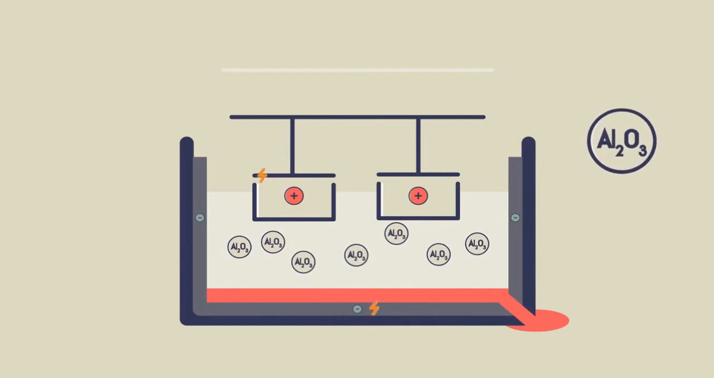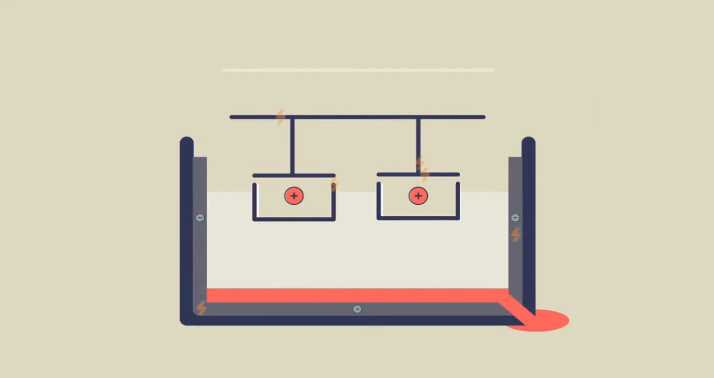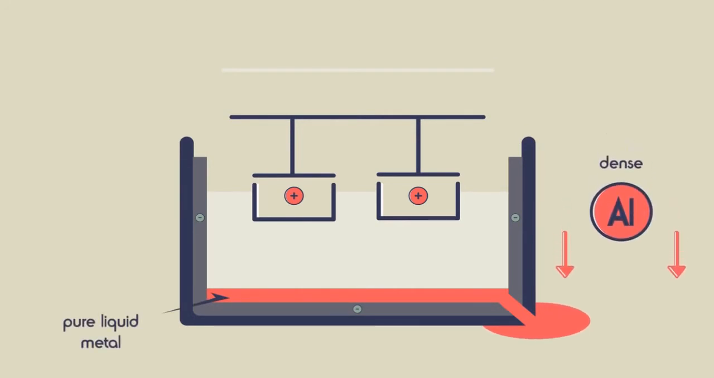When the battery is turned on and electricity flows, the aluminium from the aluminium oxide in the cryolite forms at the negative cathode and sinks to the bottom of the tank. Here, it can then be tapped off as a pure liquid metal. The aluminium sinks because it is more dense than the aluminium cryolite solution.